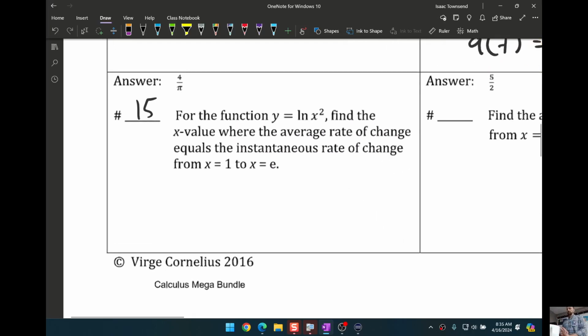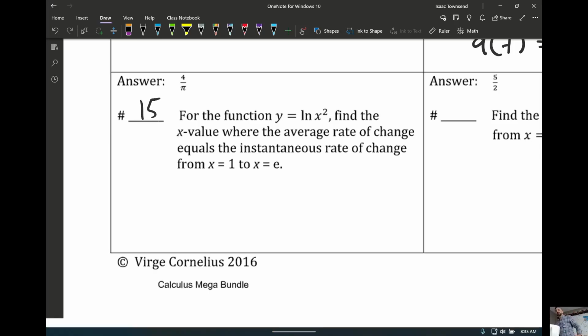Okay, 15, we've got a function, find the x value where the average rate of change equals the instantaneous rate of change. So, I guess you don't have to know this, but they're referring to mean value theorem. It doesn't do you any benefit here, except it might give you some comfort that you've practiced it a bunch of times. So, instantaneous rate of change is going to be derivative.